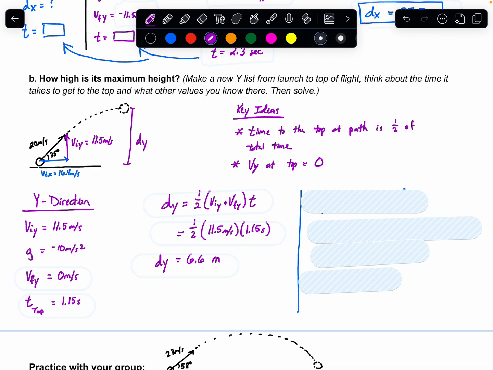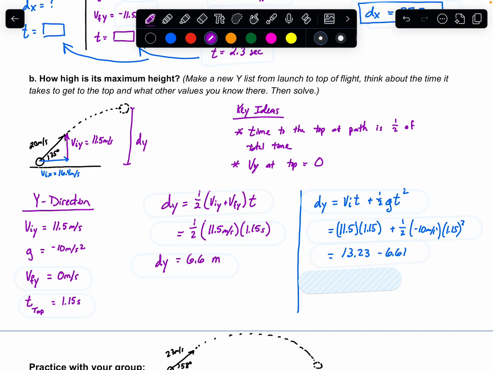We might consider also solving it with this equation, where vi times t plus 1/2 g t squared is also the vertical distance. This equation takes into account that my initial velocity is positive, the time is 1.15, and my acceleration is negative. So these two terms actually end up subtracting, and I get the same answer. A lot of times in kinematics, you'll find that the same answer is something that works for both.